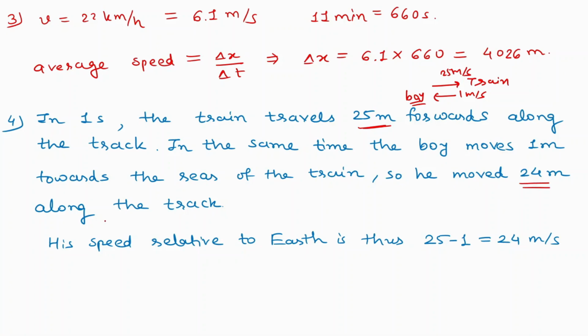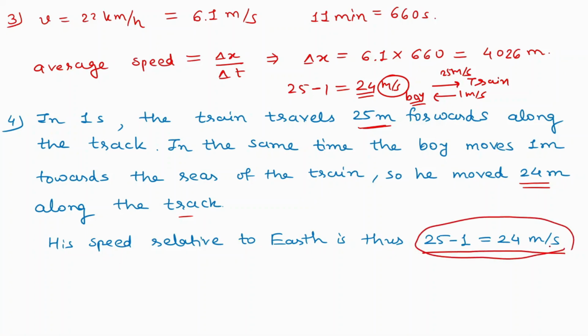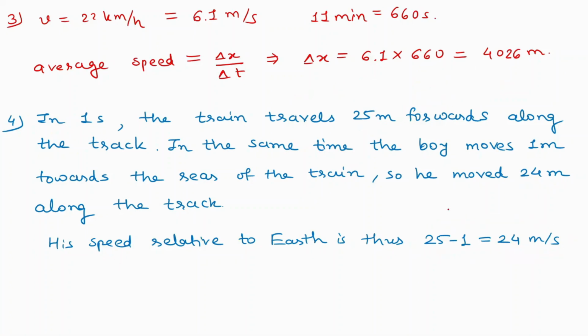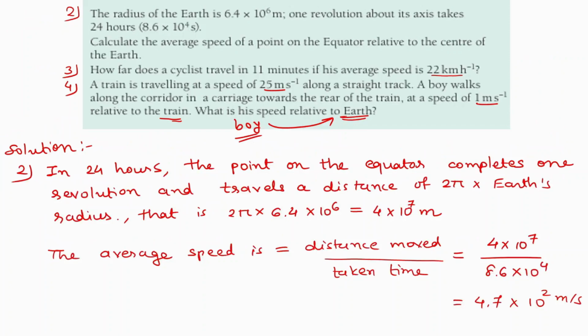He moved 24 meter along the track, which means you just have to subtract, because the directions of both are opposite, and you will get 24 meter per second speed relative to the earth. So his speed relative to the earth is thus 24 meter per second. This is the concept of relative speed. I hope you understand these 3 questions.